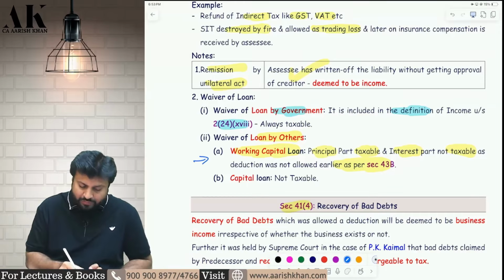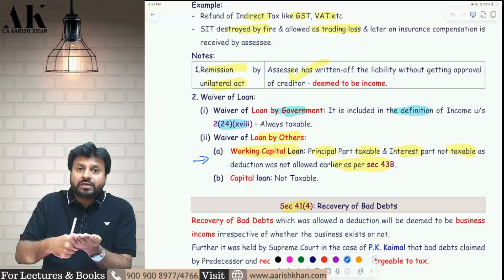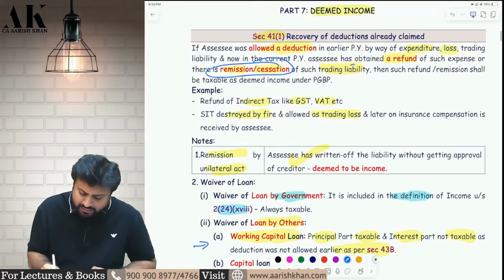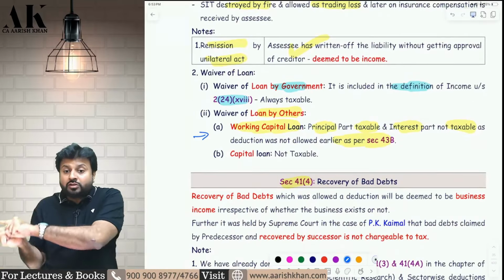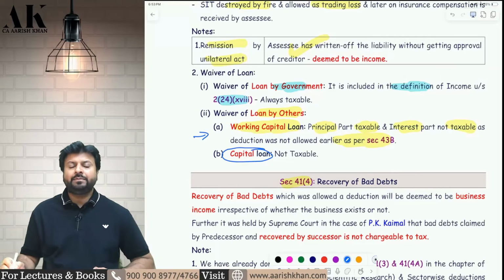Now this adjustment they have asked so many times in the examination. Working capital loan waived off by the bank. Principal portion is deemed income because it is a remission of a trading liability. It will come over here. But interest portion will not be chargeable as income because interest was not allowed as a deduction earlier. What if I take a loan from bank for capital purpose, for fixed asset?